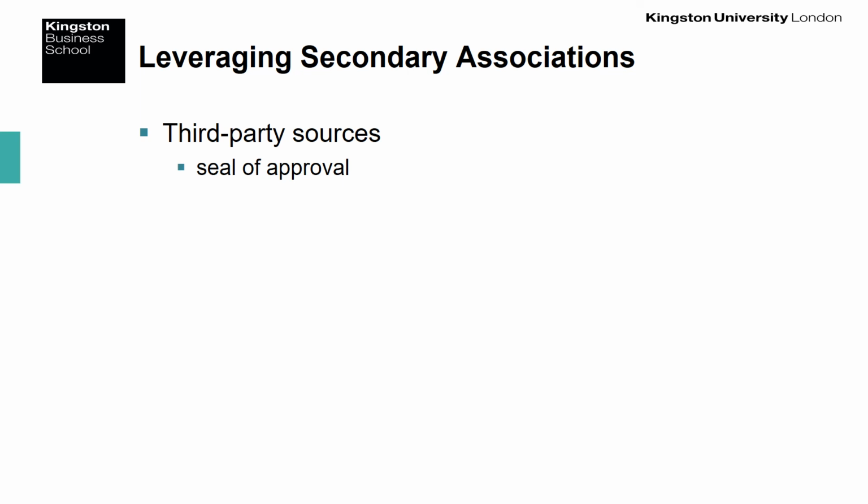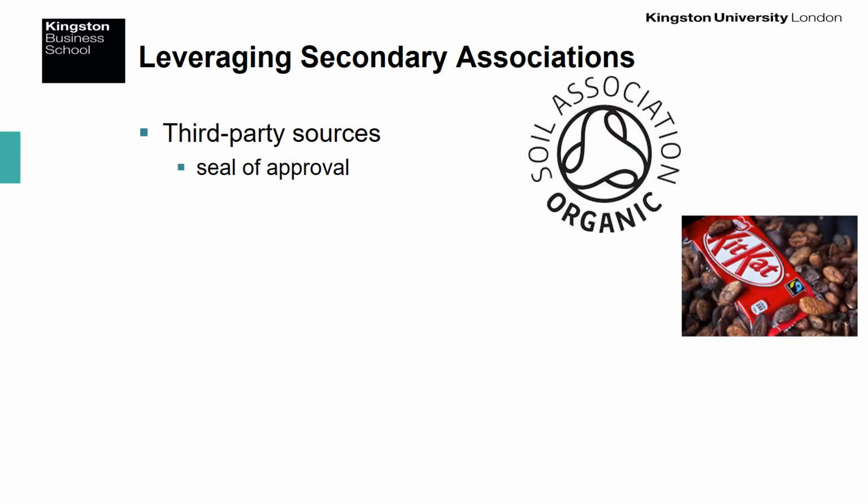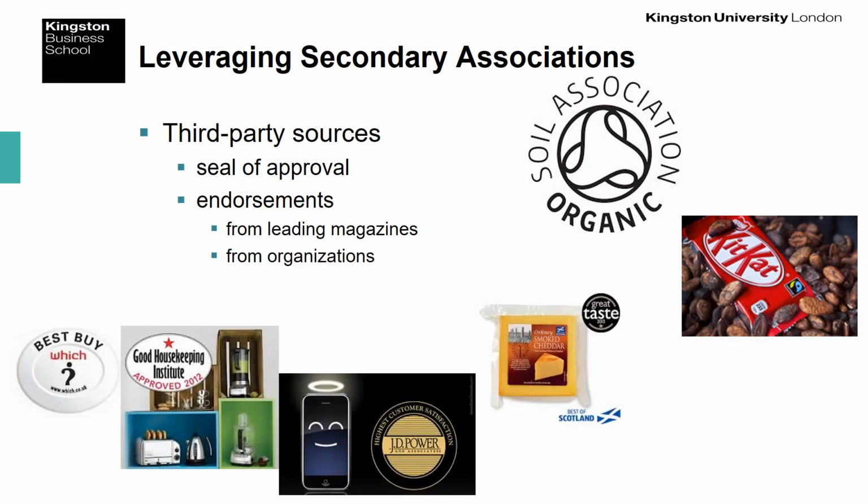And finally, third-party sources can be leveraged to provide secondary associations, to provide a seal of approval. Fair trade, to show that a product has ethical ingredients. The Soil Association, to show that a product is organic. Third-party sources can endorse a product. Leading magazines like Which, Best Buy, Good Housekeeping can endorse products and brands to provide their seal of approval. JD Power is an organisation that measures customer satisfaction. And here is an advertisement where Apple have done very well in a JD Power customer satisfaction survey, and they're capitalising on that by showing a phone with a smiley face and a little halo.